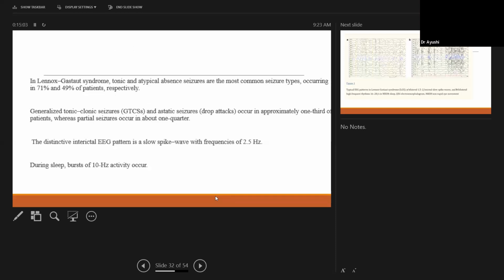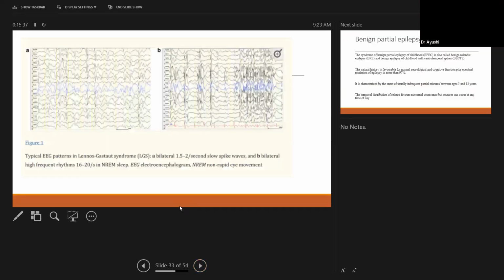In Lennox-Gastaut syndrome, tonic and atypical absence seizures are the most common seizure types, occurring in 71% and 49% of patients respectively. Generalized tonic-clonic seizures and static seizures or drop attacks occur in approximately 1/3 of patients, whereas partial seizures occur in about 1/4. The distinctive interictal EEG pattern is a slow spike wave with a frequency of 2.5 hertz and, during sleep, bursts of around 10 hertz activity upward. This is an EEG which shows the typical pattern in Lennox-Gastaut syndrome.